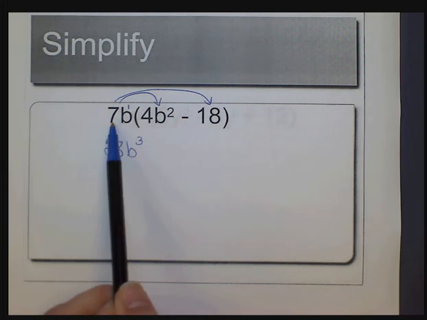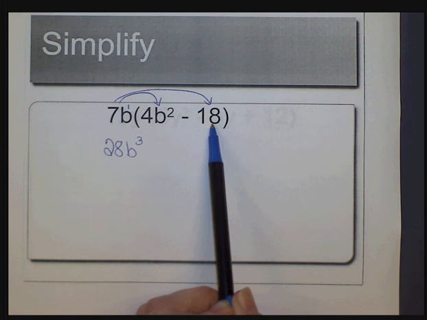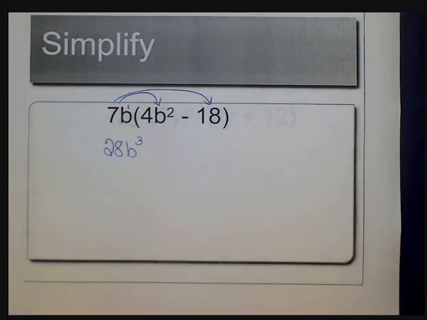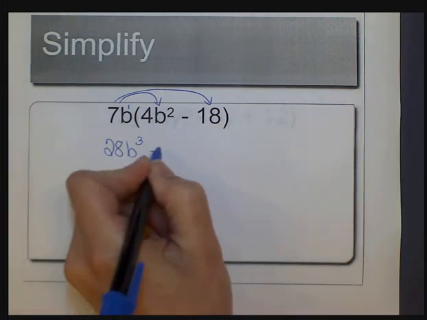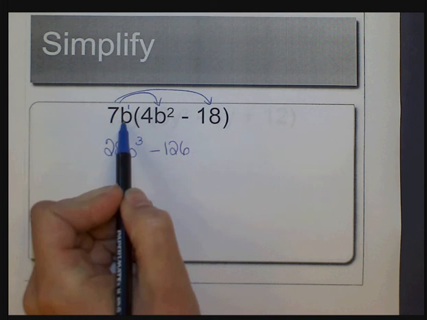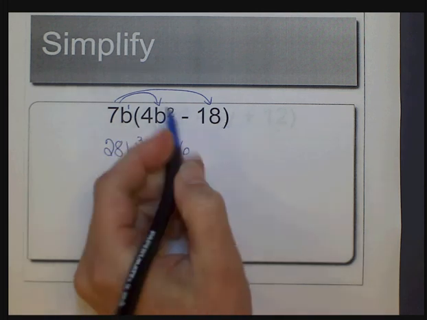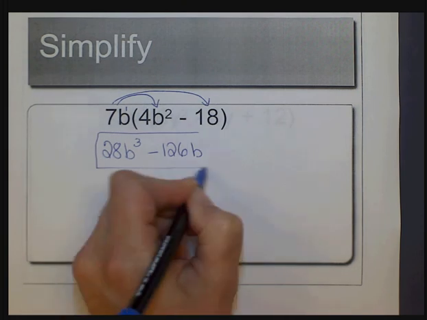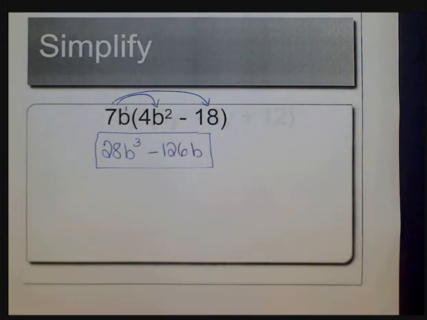Now I multiply 7b times a negative 18. So I take 7 times negative 18 and I end up with a negative 126. And my b to the first does not have any b's to multiply, so I just keep b to the first. So the product is 28b to the third minus 126b.